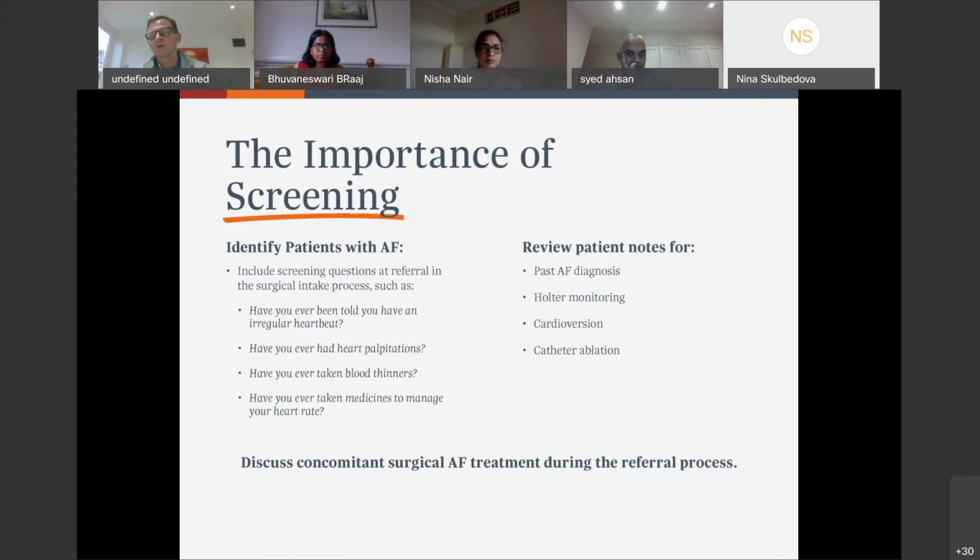Then all you can do is have a quick sift through the patient's notes to see if they've had a history of past AF diagnosis, Holter monitoring, a cardioversion, or a history of ablation. So it's a very simple process you can put in place to identify these patients, because as was mentioned earlier by Dr. Ashan, a lot of AF isn't treated because these patients aren't always picked up. Sometimes the clinical problem seems to be associated with the valve, and everybody thinks it's the valve or the graft that's causing the symptoms, but it could equally be episodes of AF that just haven't been correctly captured or managed.